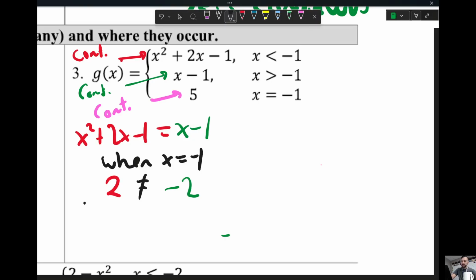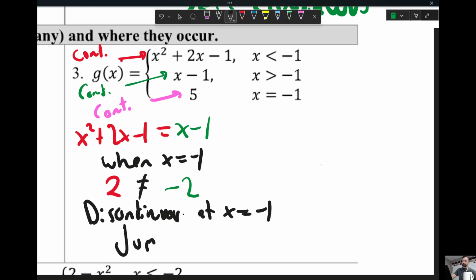So it is discontinuous at x equals -1, and it would be a jump. It's going from a y of 2 to a y of -2 at an instant. Jump discontinuity.